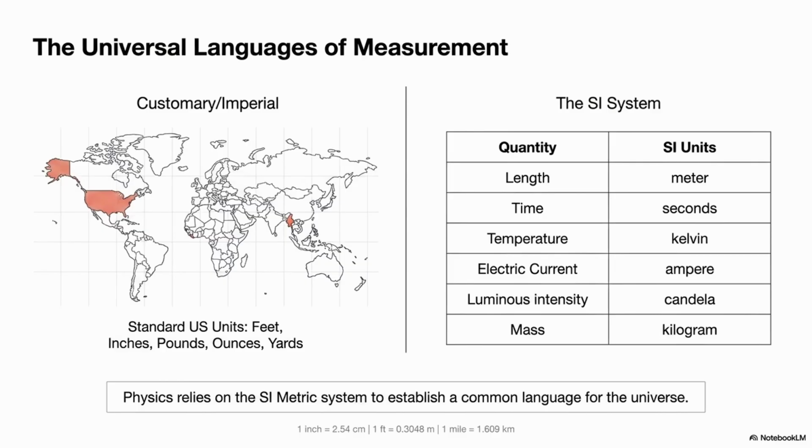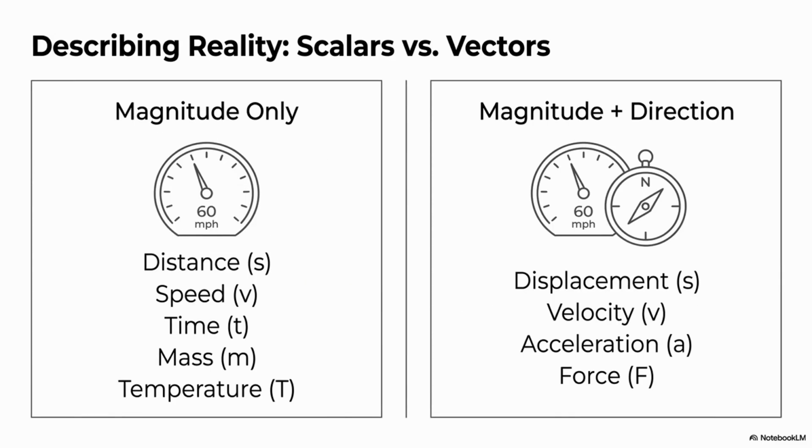Well, because physics relies entirely on the SI metric system to establish a single common language for the universe. Okay, that makes sense. If you don't have that, you get disastrous miscalculations. Like, remember the Mars Climate Orbiter back in the late 90s? Oh man. Didn't that crash or burn up or something? It burned up in the Martian atmosphere, yeah. And all because one engineering team was using imperial units like pound force, and the other team was using metric newtons. Oh wow. So it was literally just a translation error. Exactly. It cost millions of dollars. So, yeah, common language is crucial. Which brings us right into slide 3, describing reality through scalars and vectors.